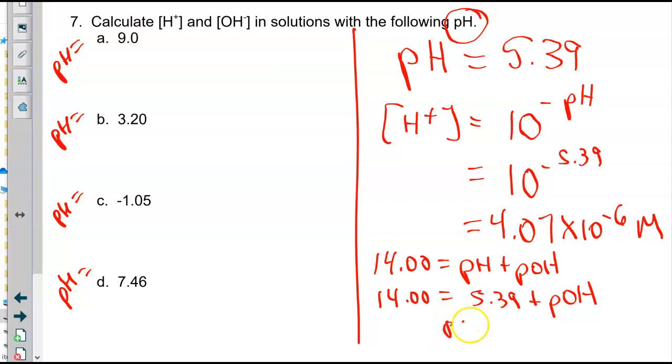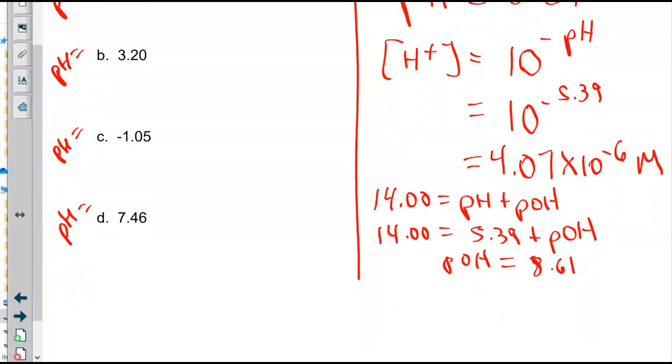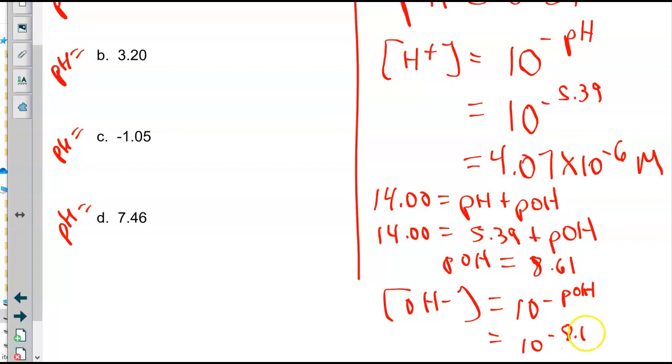So then pOH, what did I do? I took 14 minus 5.39, and I got 8.61. And then I can continue on with this problem. Give me just a moment to try to navigate the program so I can get some more screen here. So then I can say OH minus concentration is equal to 10 to the negative pOH. That's the formula I'm using. So this is going to be 10 to the negative 8.61.